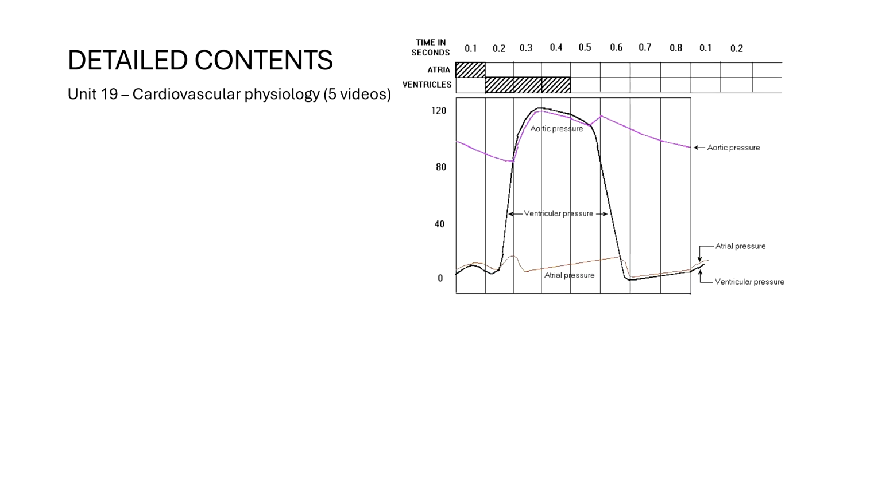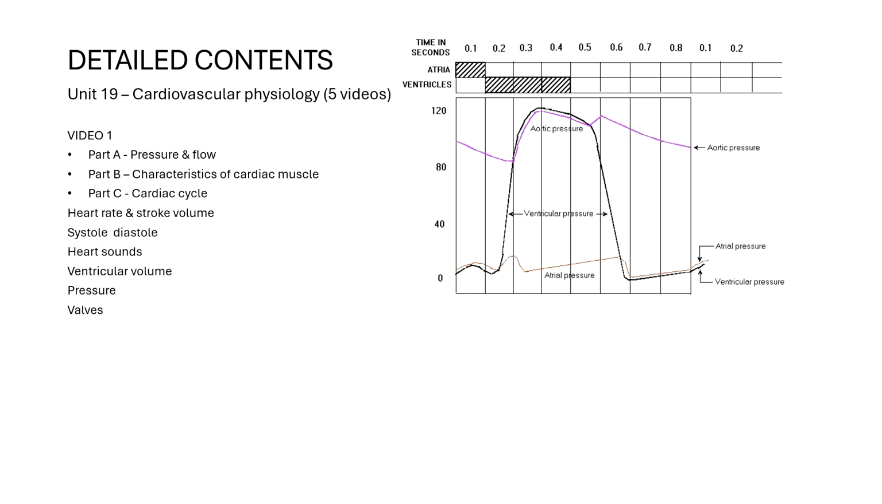Unit 19 is the cardiovascular physiology. It includes 8 parts divided into 5 videos. Part A looks at pressure and flow. Part B, characteristics of cardiac muscle. Part C, cardiac cycle, that is, the events in a heartbeat. It includes heart rate and stroke volume, systole and diastole, heart sounds, ventricular volume, pressure, and valves.